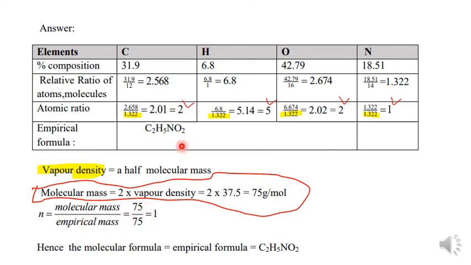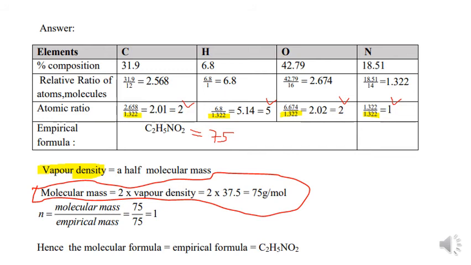For the empirical mass, by using this, it is equal to this one. Try to find the empirical mass. It is equal to this. For n, it is equal to molecular mass over empirical mass. Take this one, it is equal to this. You have 1. Hence, the molecular formula is equal to the empirical formula like this. They're the same. This is how to calculate the molecular formula.